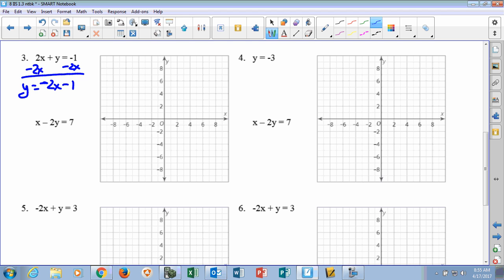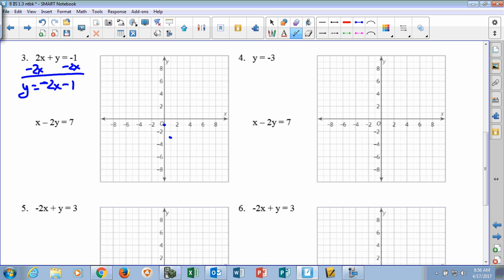So what's my y-intercept? Nolan, what's my y-intercept? Did you say negative 1? Negative 1, right here. What's my slope? Ethan, what's my slope? That means what in terms of rise over run? Yep, down 2 and over 1, which puts me right there.